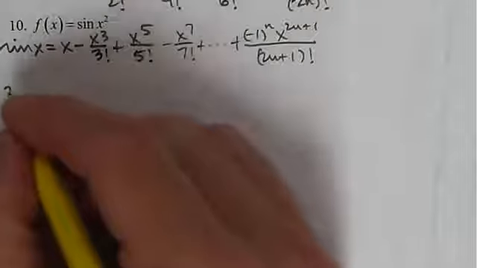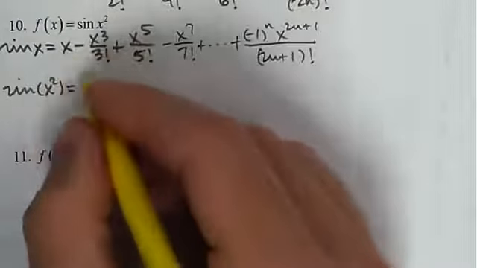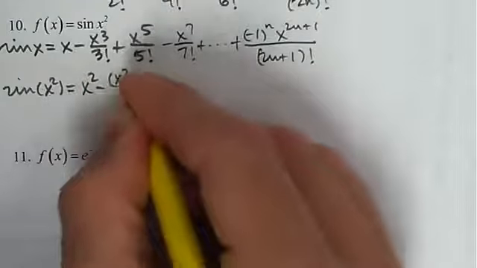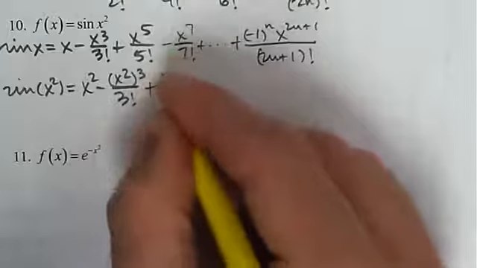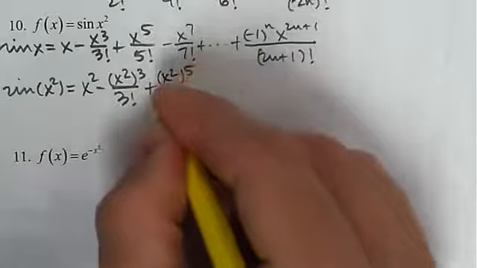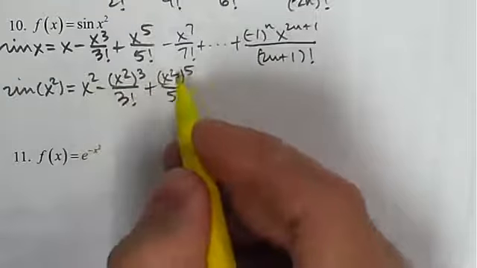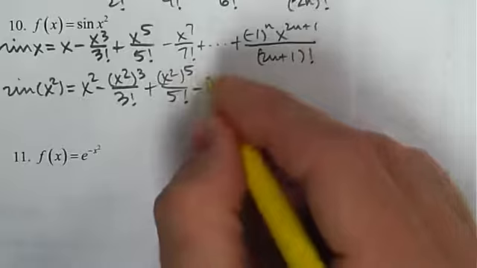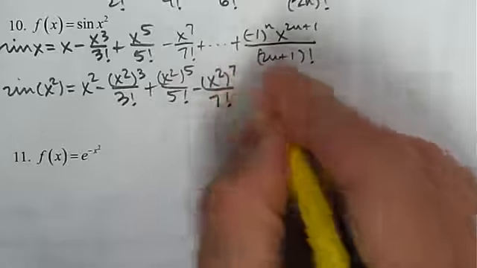Okay, so sine of x squared is where I just replace x with x squared. So it's x squared minus (x squared) to the 3rd power plus (x squared) to the 5th power. If you want to call this x to the 2, x to the 6, x to the 10, x to the 14, you can do that. It's fine. I'm probably not going to.